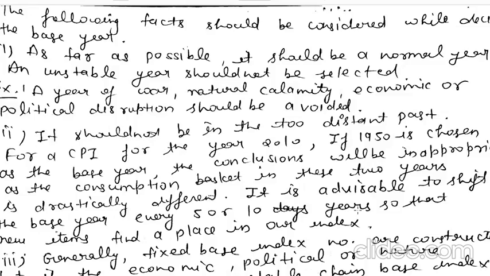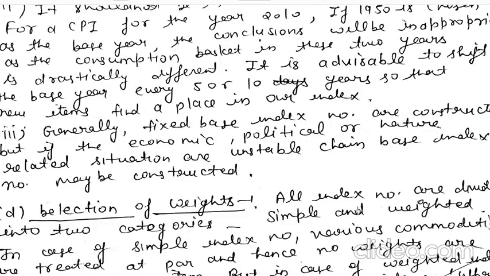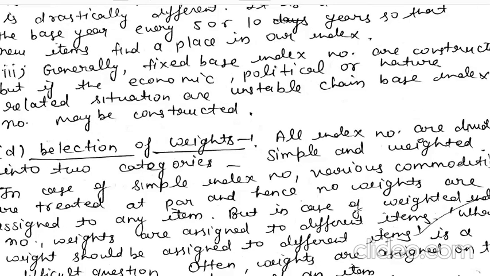Third point, generally fixed base index numbers are constructed, but if the economic, political, or nature related situations are unstable, chain base index numbers may be constructed, right? Same as related to point one, as I told you, the COVID-19 situation, same, right?